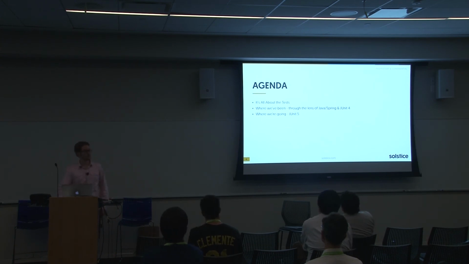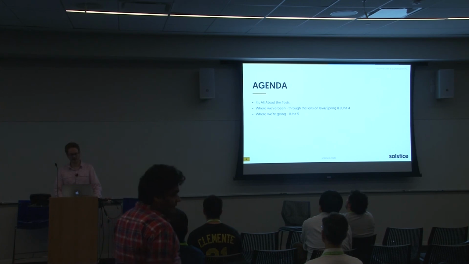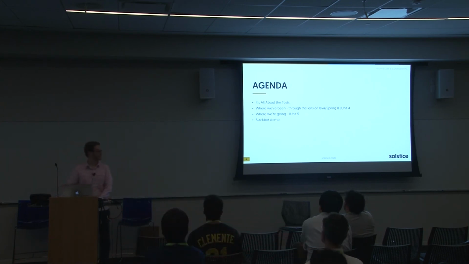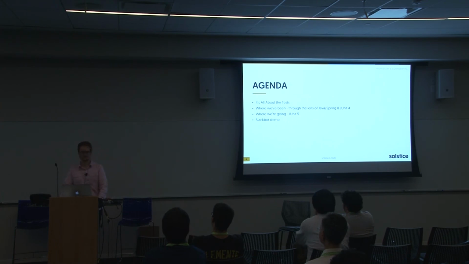After that, we're going to spend a majority of the time talking through where Java unit testing is heading. Specifically, we're going to talk about some of the new features of JUnit 5, including their new architecture. And lastly, it would not be a Solstice talk without a digital experience demo. And in this demo, we're going to run through a really simple customer service Slack bot, and then we're going to take a look at the code and some of the corresponding tests.